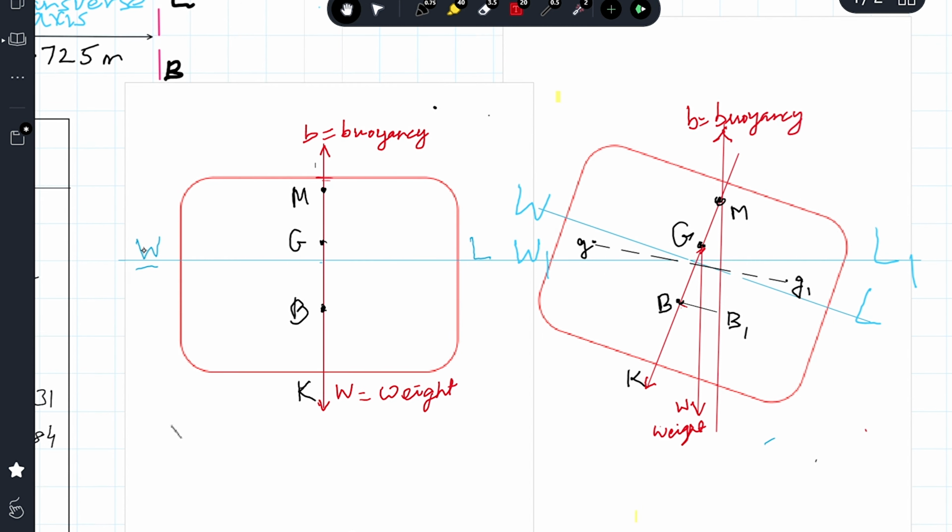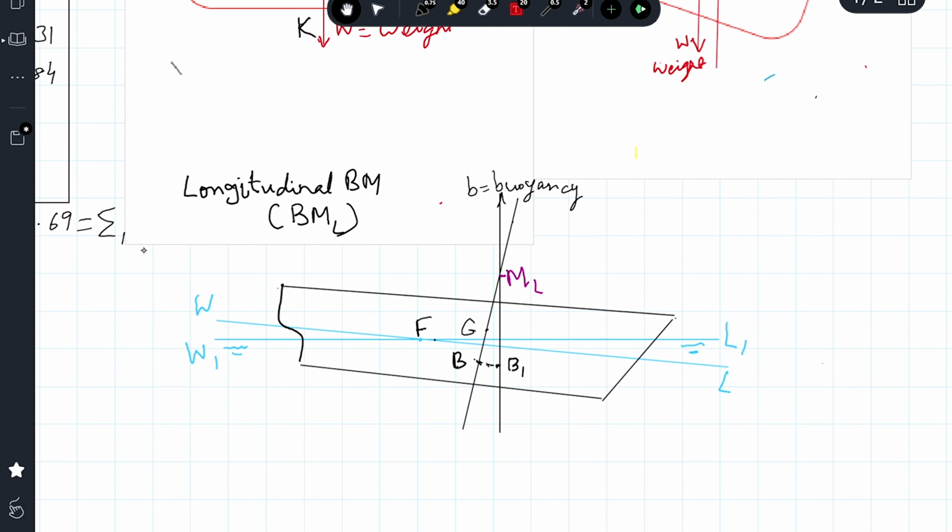Now when the ship is pitching or trimming, trim by head, trim by stern, or the ship is pitching at sea, again the same thing happens. The center of buoyancy will move. Now in this diagram, the ship has trim by head. Forward draft is more than the aft draft at new waterline W1 L1. So the forward underwater volume is more than the aft. So B shifts to B1.